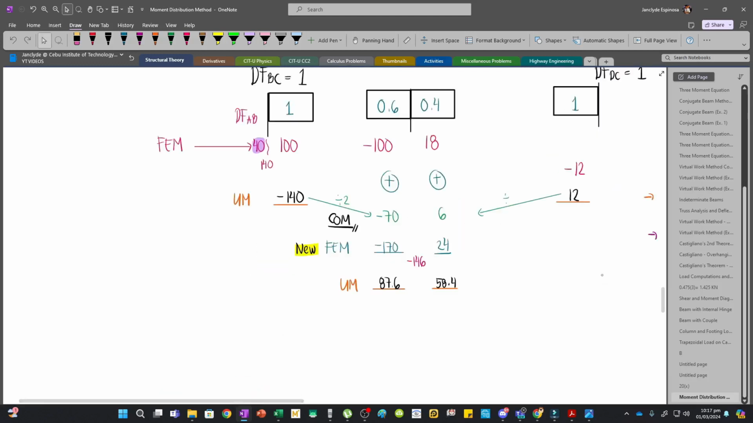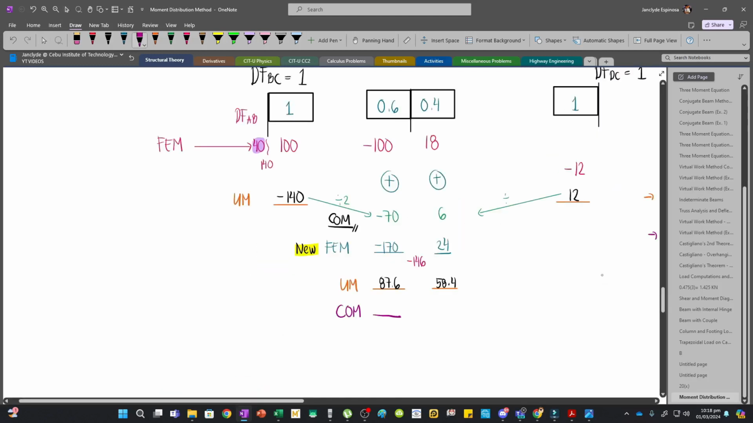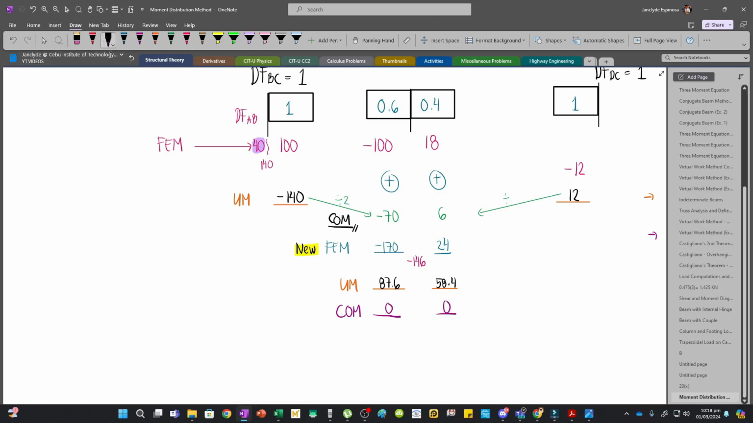Now diba, we have exterior supports dito, sa B, sa D. And so that means that our carryover moment will just become 0. Yan. And the next, if we'll get the unbalanced moment, diba, yung sum nitong dalawa, that will become 0. And so diba, 0 times negative 0.6, that will just be 0. And then 0 times negative 0.4, that will also be 0. And so that means that we can stop our cycle. Kasi diba, yung unbalanced moment natin is already 0.